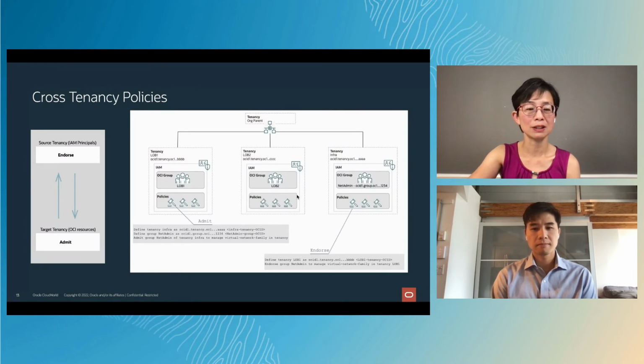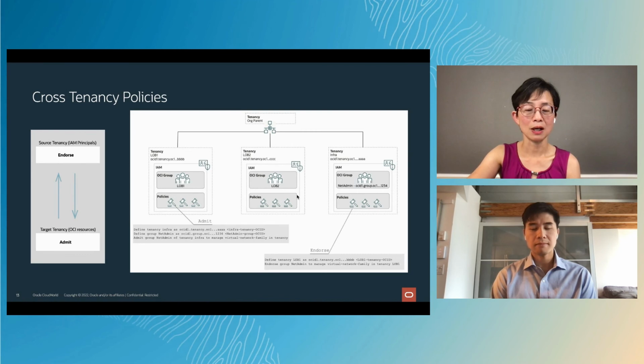Cross-tenancy policies work in a pair with the endorse and admit statements. So you will need the endorse statements in your source tenancies. Source tenancies means where your IAM principals are located. In this case, it will be your network administrator in the infra tenancy, and then your target admit statement in the target tenancy where your OCI resources are located. So in this case, it will be your LOB tenancies.